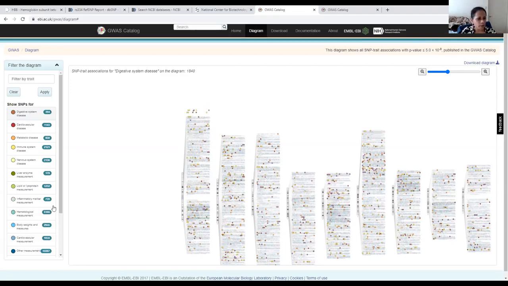So now you can look for different things. You can see how powerful this diagram is. This is the relationship between a SNP and a trait, and this is an association, and it says this is for digestive system diseases and all of that. So good.